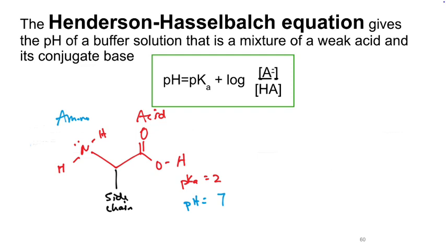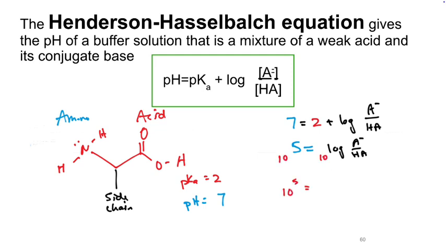Guys, so there's some concern on that. We'd say 7 equals 2 plus the log of A minus over HA, right? 7 minus 2 would be 5, which then equals the log of A minus over HA. Do you like logs? No? How do you get rid of logs? Power of 10 of both sides. So 10 to the 5th equals A minus over HA.